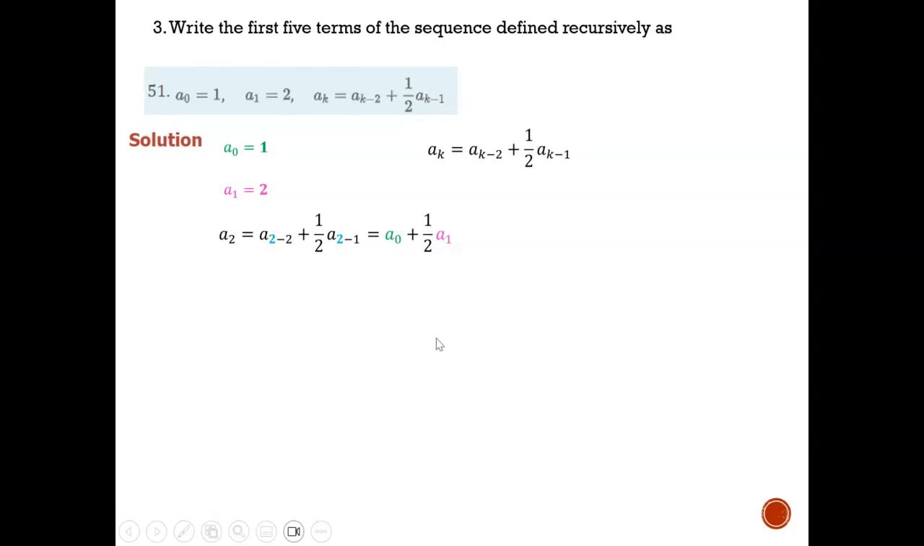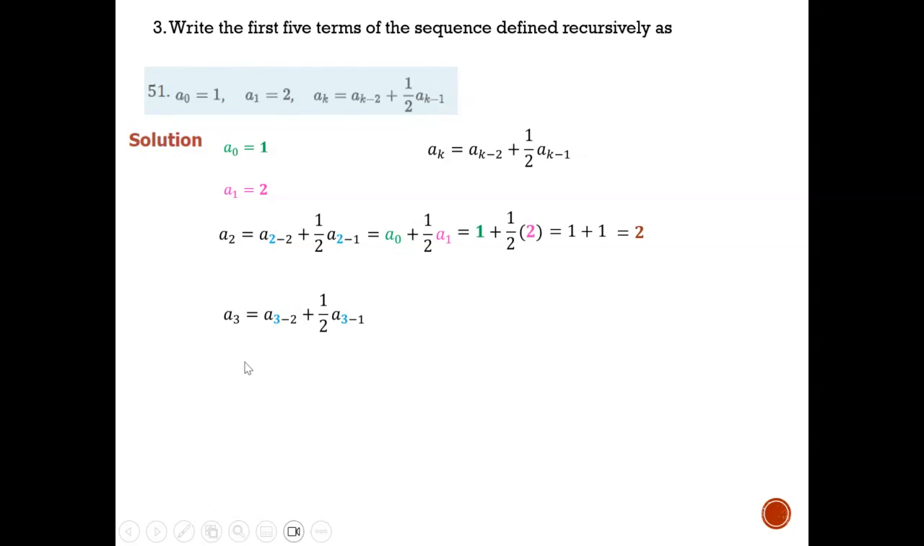That one is in pink, okay? So for A0, I'm going to plug in 1, and for A1, I'm going to plug in 2. Now let's evaluate. It's going to be 1 plus 1, because 1/2 times 2 will give us 1. So A2 is going to give us 2, and I put it in brown.